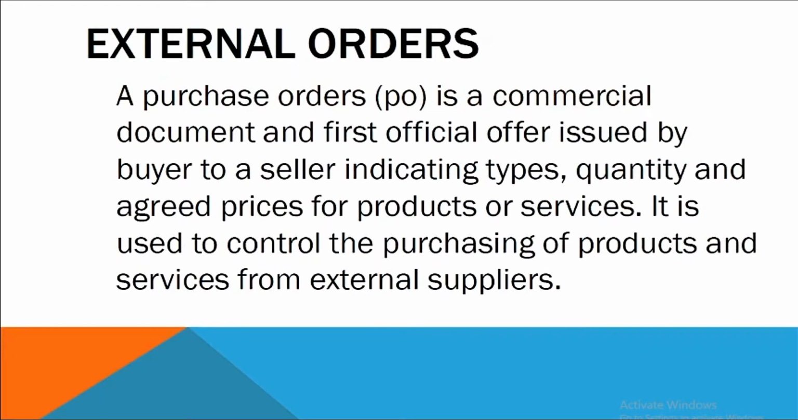External orders. A purchase order, PO, is a commercial document and first official offer issued by a buyer to a seller indicating types, quantity, and agreed prices for products or services. It is used to control the purchasing of products and services from external suppliers.